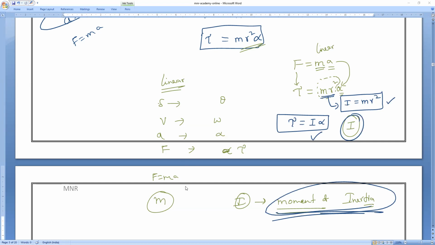So in linear motion, M, mass, we will take. In angular motion, I into alpha. Alpha, we all know: a means linear acceleration, alpha means angular acceleration. F means linear force, torque means angular force. Understanding? So the name only is M R square. Here we have M, and here M R square. Here M means linear mass. Here M R square means moment of inertia. That is what you have to remember. So this is what it is about. I hope you all understand very well.